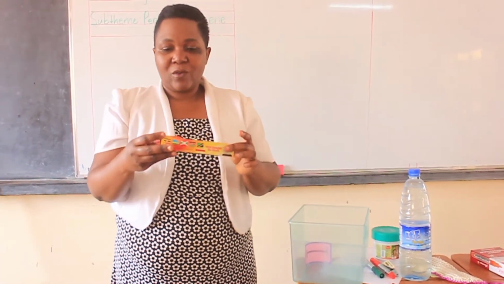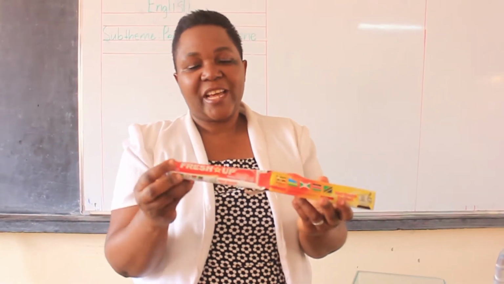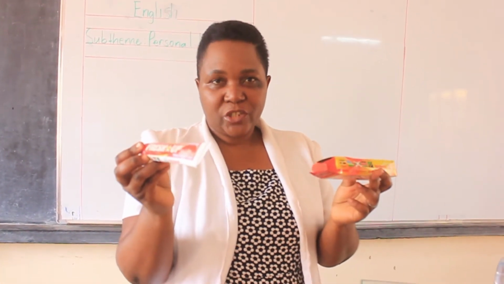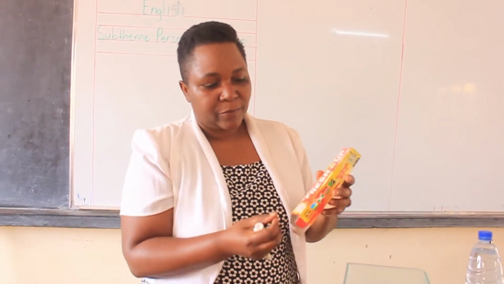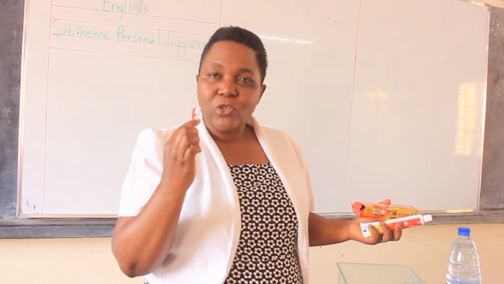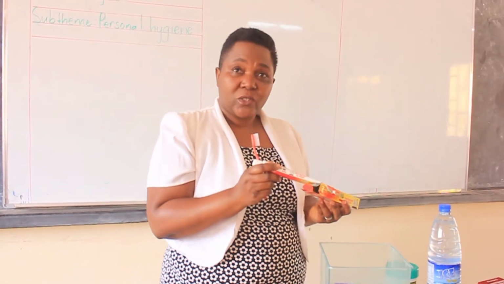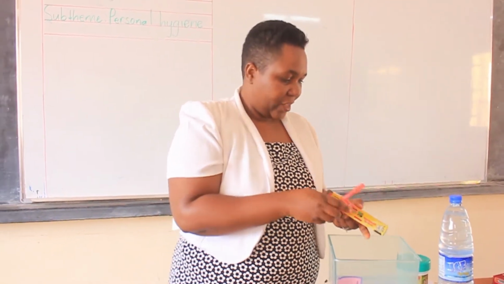With me here, I have toothpaste. Toothpaste is used to clean our teeth when brushing. Toothpaste. And I also have a toothbrush that I use when I'm brushing. Now we are going to write those words on the blackboard and learn their spellings.